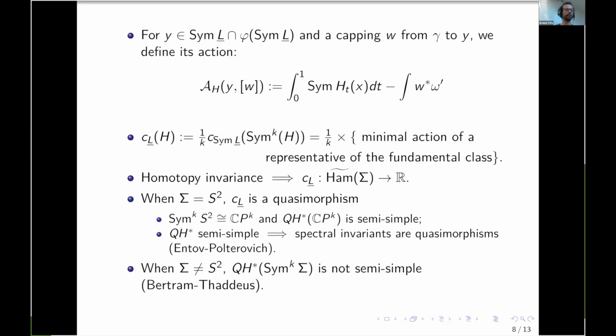However, when the surface is not the sphere, the quantum cohomology of Sym^k of Sigma is not semi-simple. It was actually computed by Bertram and Thaddeus. And so we cannot deduce from this that the spectral invariants are quasimorphisms.